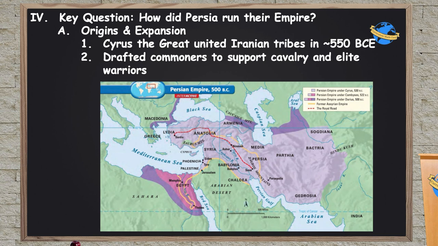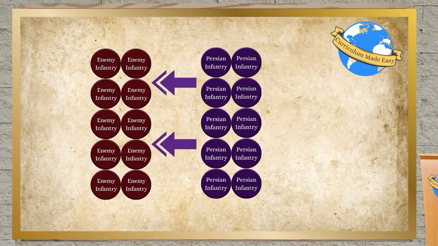Their military is the key to their success, obviously. So they draft commoners to pay their taxes in the form of military service, but they also have elite professional warriors, a group of which are known as the Immortals, that are seen as pretty much unstoppable. Combining these drafted soldiers and their professional soldiers, they combine this with a cavalry, so soldiers on horseback, that make them pretty much unstoppable across this region. Their style of combat is what allowed them to be so successful.